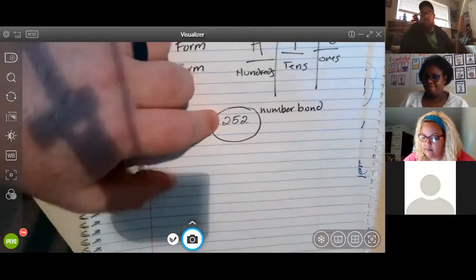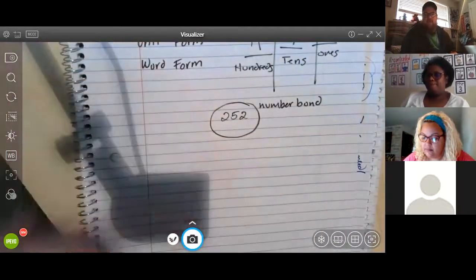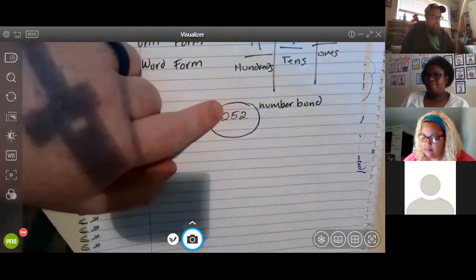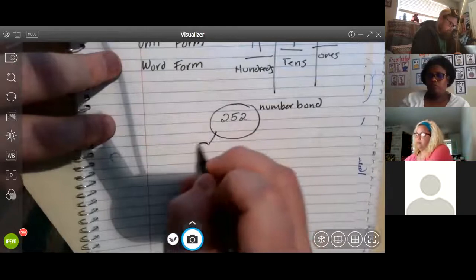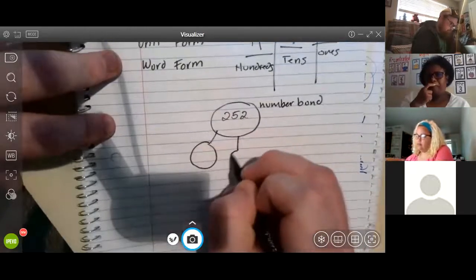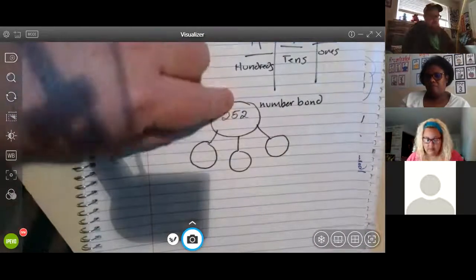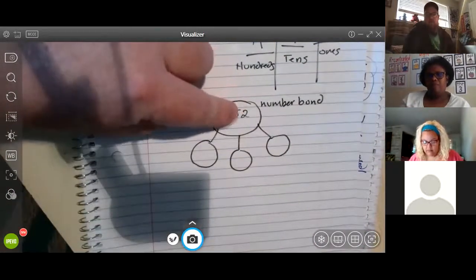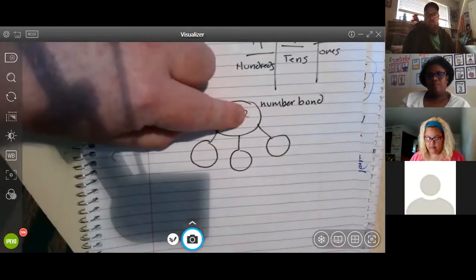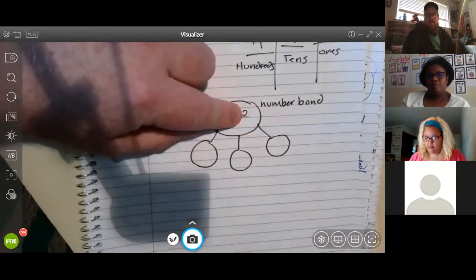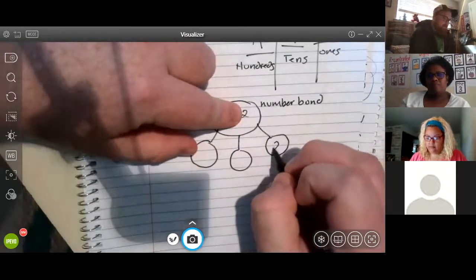Now, depending on how big the number is, that will tell us how many bonds we are making. This is a 3-digit number, so I'm going to have 3 bonds. Now, we're going to break apart each number based on the place value that it is. Let's start with the smallest number. That is a 2 in the ones place, so that value is a 2.